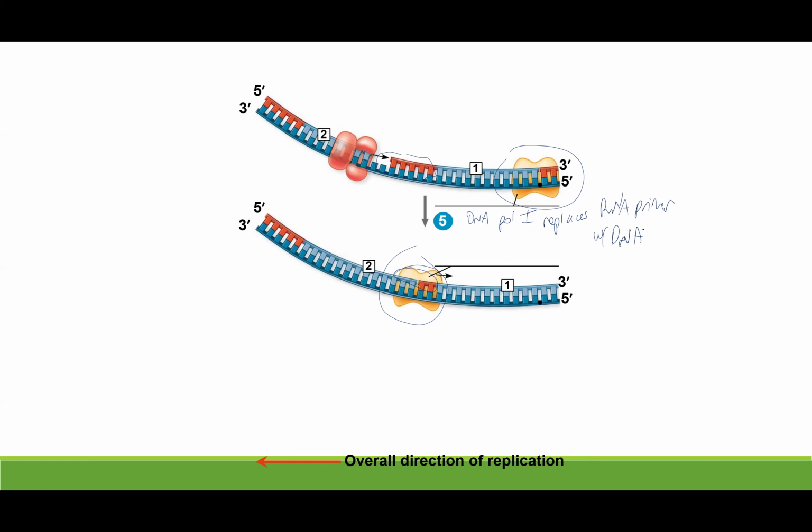So every time that DNA polymerase disconnects, when it reaches here and goes back to the next primer and then back to the next primer, every single one of those primers has to be replaced with DNA. So DNA polymerase 1 is much more active on the lagging strand than it is on the leading strand. And then you'll notice there's a little gap here.